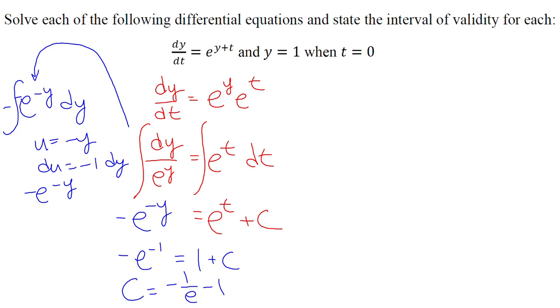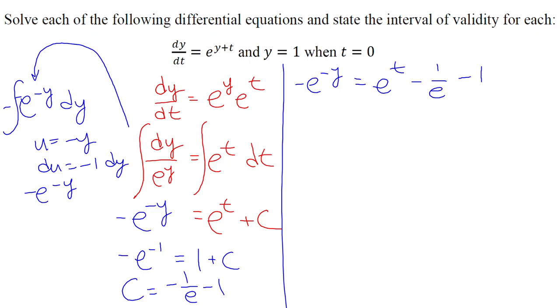And so then we will just go in here and rewrite our e to the -y is equal to e to the t minus 1 over e minus 1. We'll divide everything by a negative to start with. So that's going to give us e to the -y is equal to 1 plus 1 over e minus e to the t. We just flip all the signs on everything.